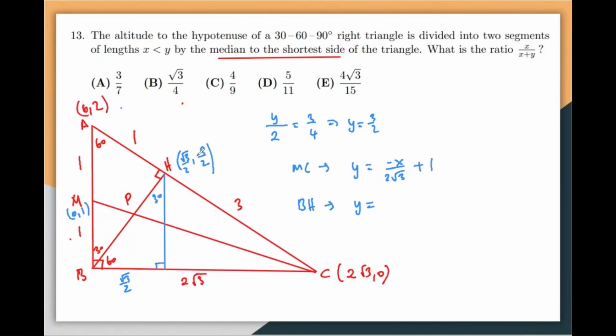y equals, the slope will be rise over run. So you can use this, or you can just say tangent 60, which is root 3 over 1. That is just root 3. So root 3x, and then equals the origin. That is just the equation.